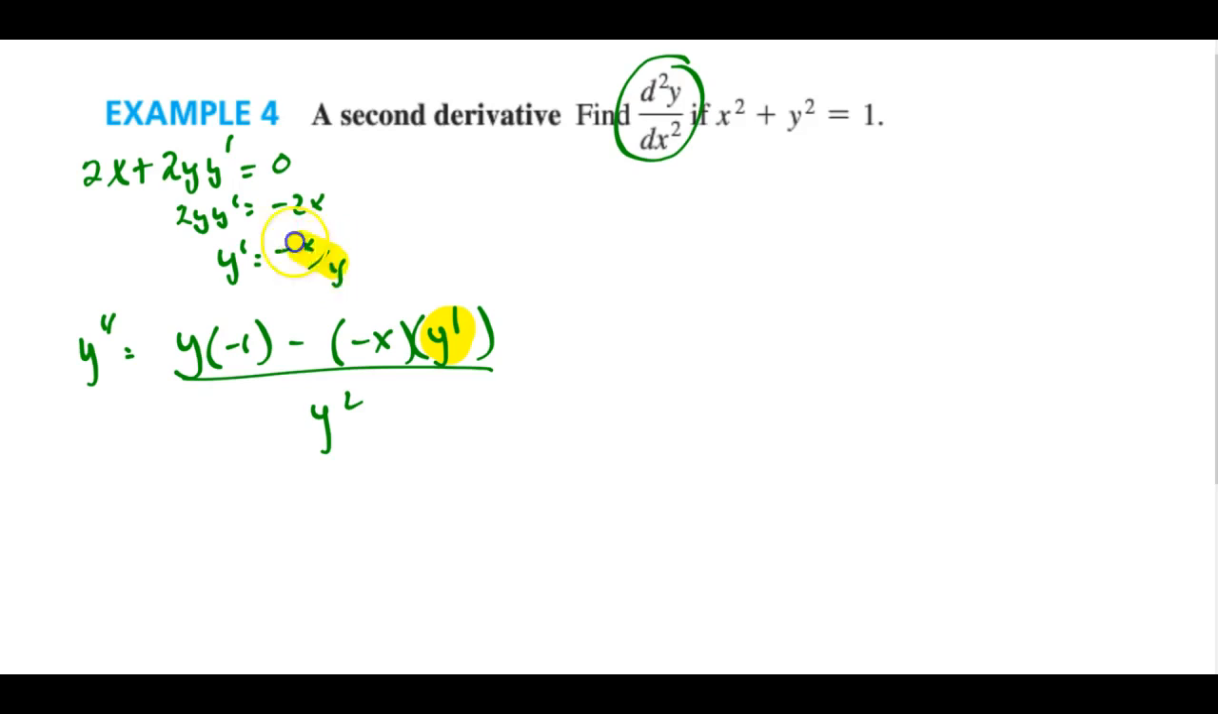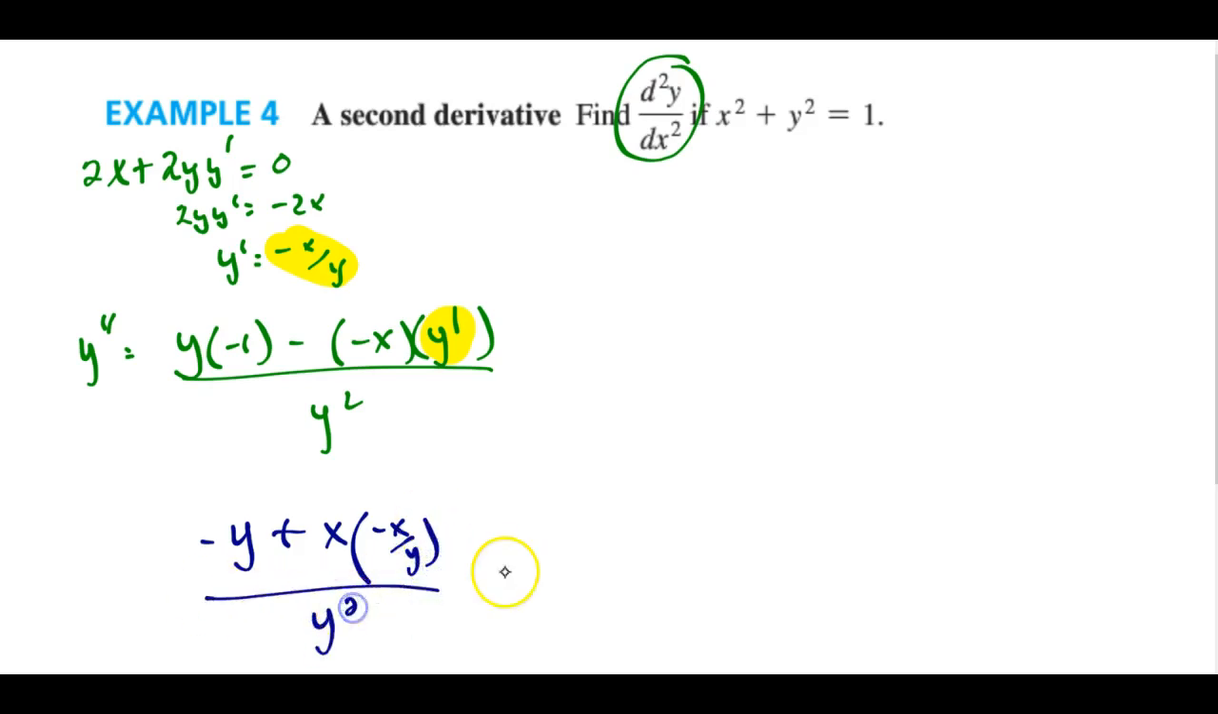Now, there's that back sub. That y prime is that guy right there. So we're going to plug him in. That's the back substitution, and try to clean up the second derivative. So negative y plus x times negative x over y, if I did that right, over y squared.